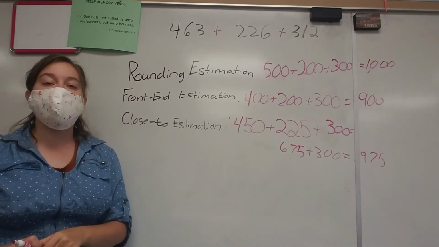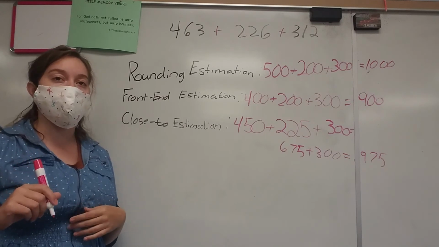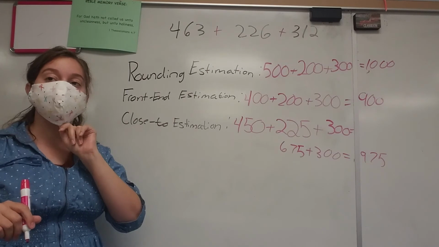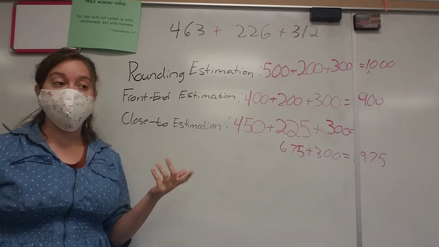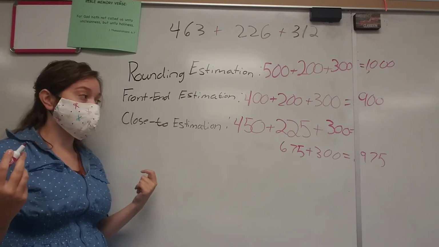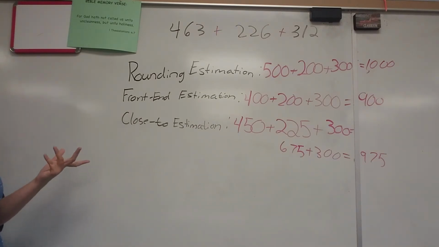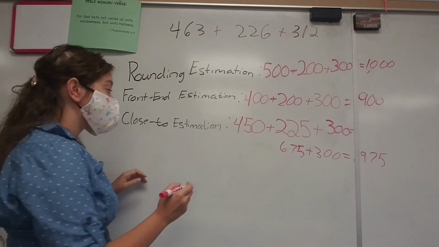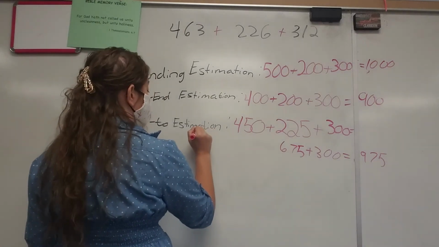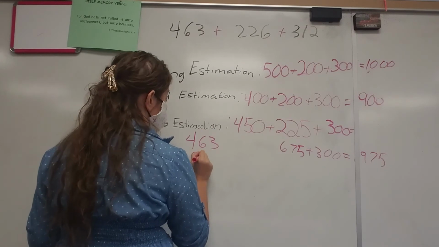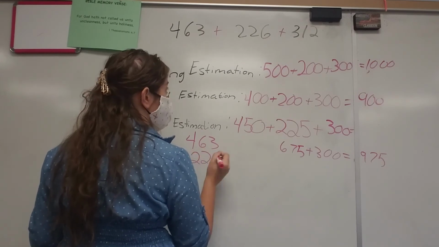Which one do you think is probably going to be closest to the answer, Charisma? The rounding estimate. Anyone else have a guess? Bella? The close to estimate. Okay. We don't know yet, do we? We need to add them together. So let's just do that. Let's just add our numbers and see what we actually get and see which one worked the best, I guess.